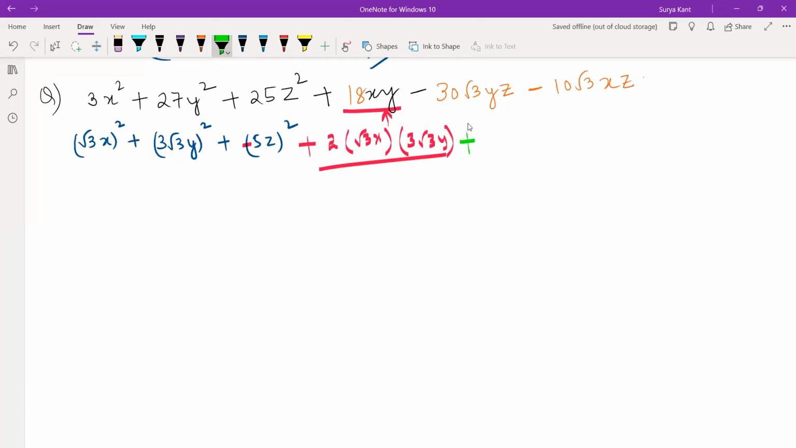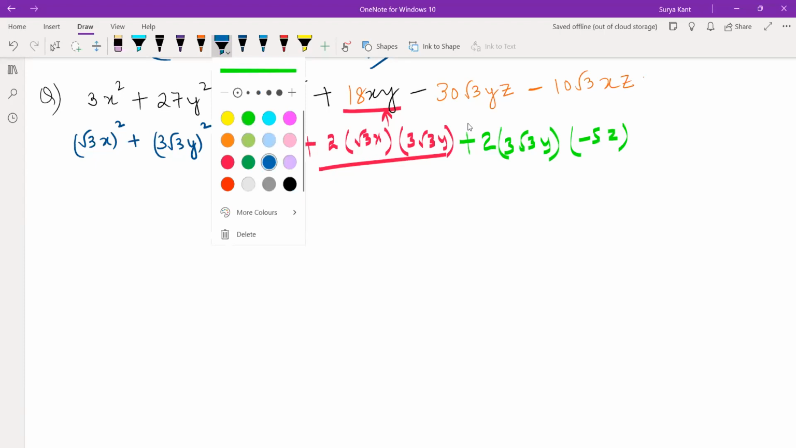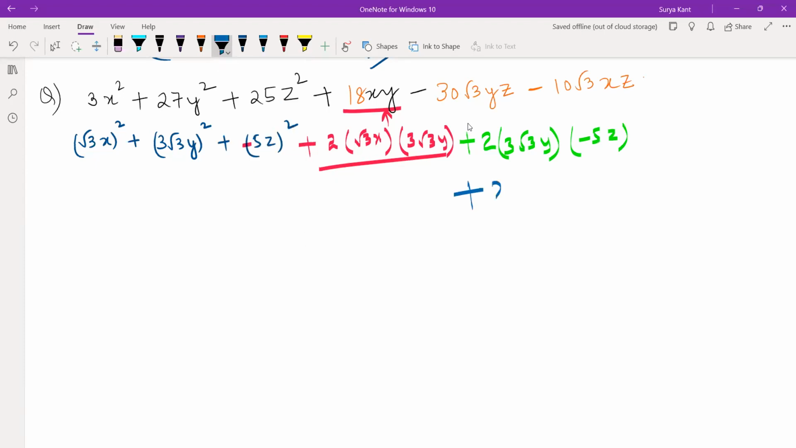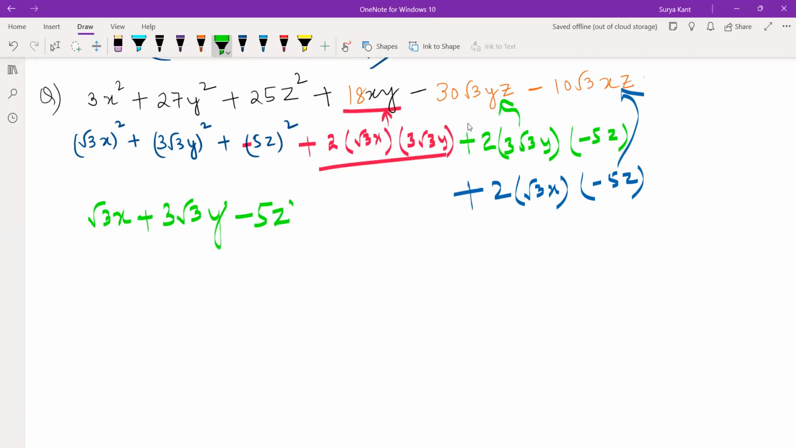Next you see, plus 2yz. Y is 3 root 3y and z is minus 5z. Again, next, plus 2xz. So x is root 3x and z is minus 5z. Okay, so this will come here, this will be there, this will be here. All right. Clear? So now our answer would be root 3x plus 3 root 3y minus 5z whole square.